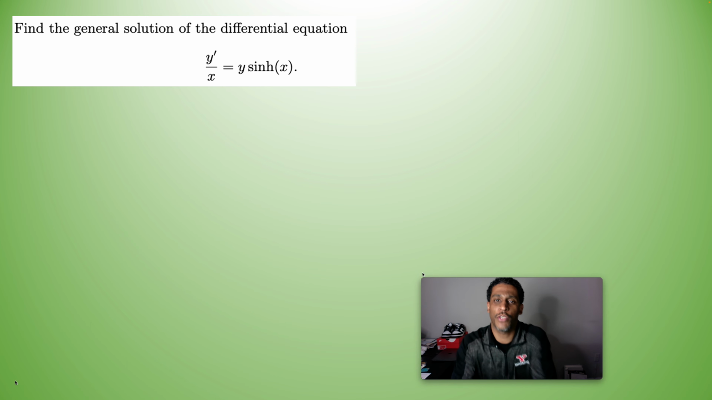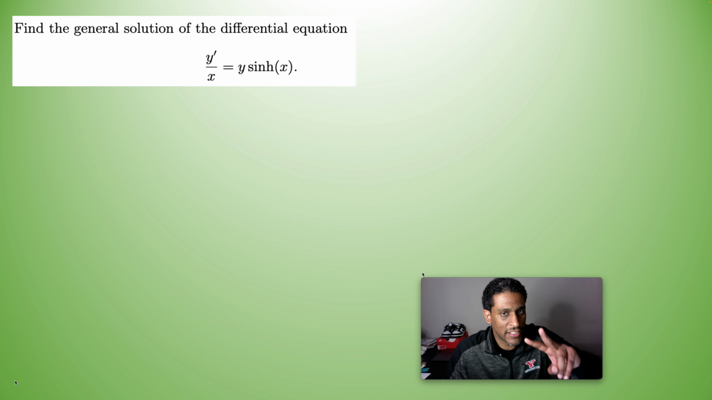We're looking at a differential equation here, and our job is to find the general solution of the differential equation. y prime divided by x equals y times the hyperbolic sine of x. Hyperbolic sine of x. Okay?